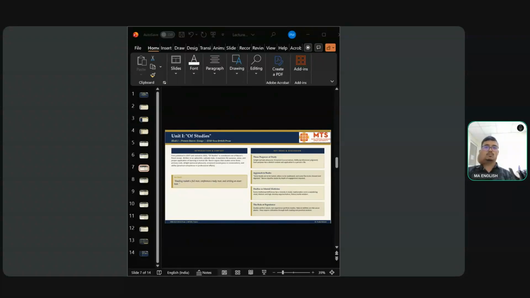Bacon then gives us one of the most celebrated and frequently quoted passages in all of English prose. Reading makes a full man, conference a ready man, and writing an exact man. So let us unpack this. Reading gives us depth. It fills your mind with wide knowledge and diverse ideas. Conference, which means discussion and conversation with others, makes you quick and ready in your thinking. It sharpens your mind through engagement with different viewpoints.